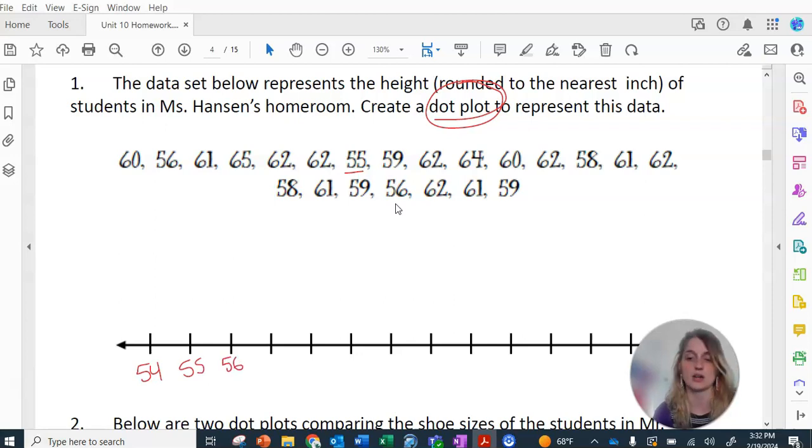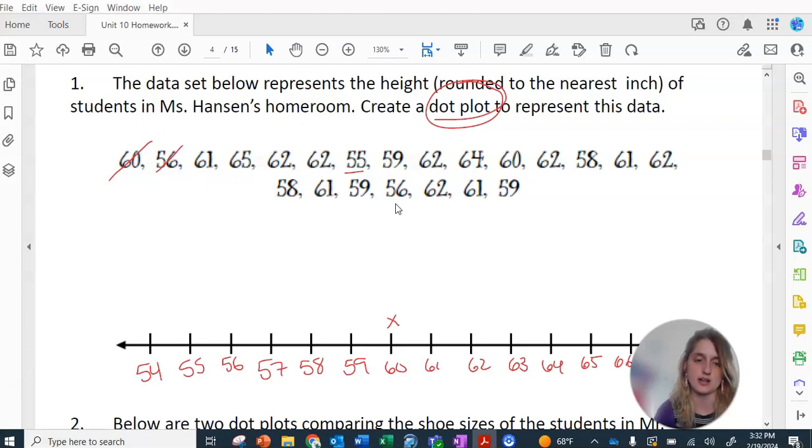way up. You're not counting what's on the data set right now. You're just counting by ones, filling up all your numbers on the number line. 65, 66, and hopefully that's big enough. So then you're going to go back and say, okay, I have a 60. Cross that off, put an X or a dot, however you're going to count that. I have a 56. Cross that off, put an X, and then you go through the whole list. So there should be 22 X's or dots in your final data set in your dot plot.